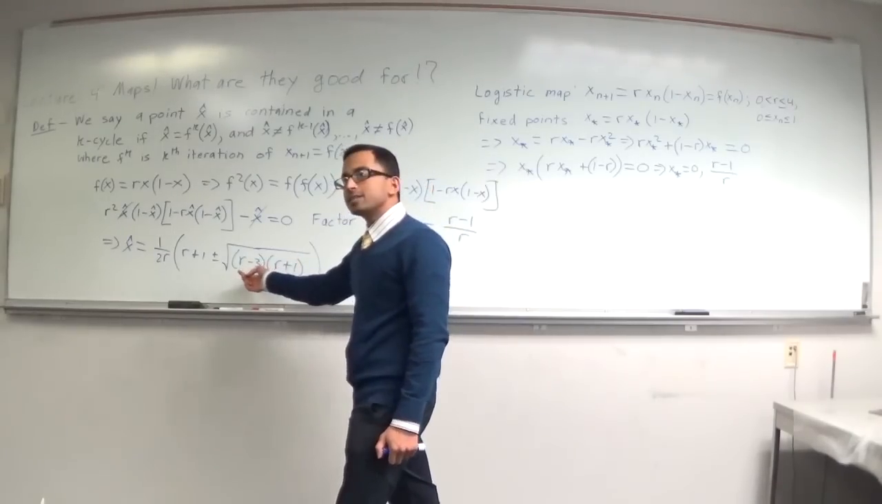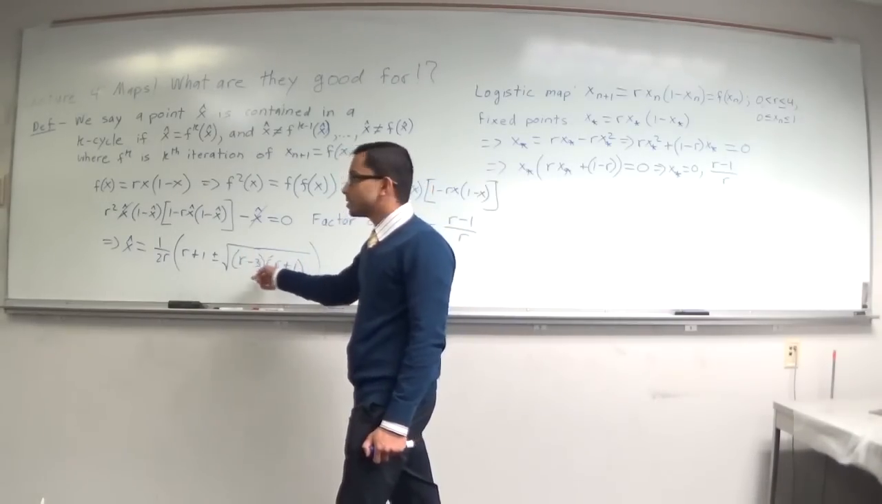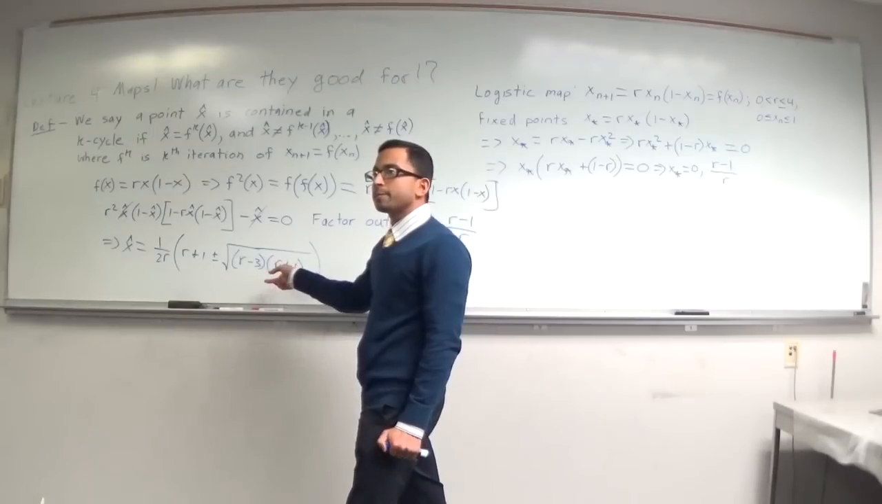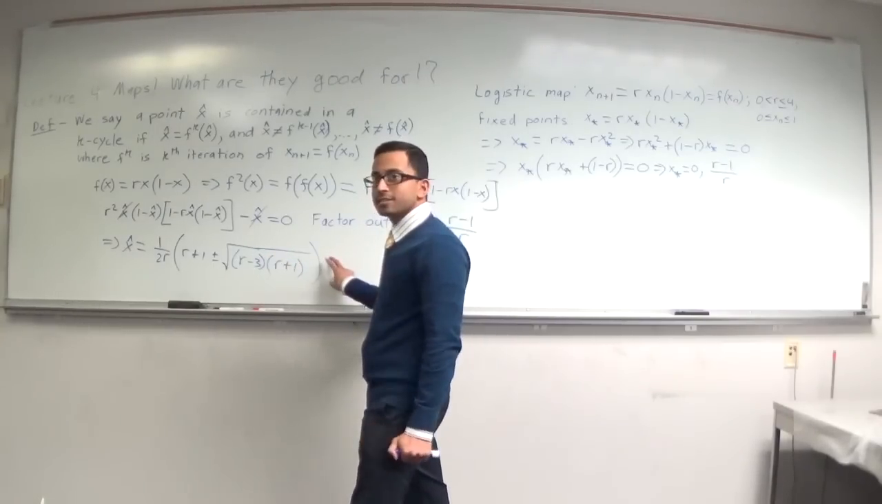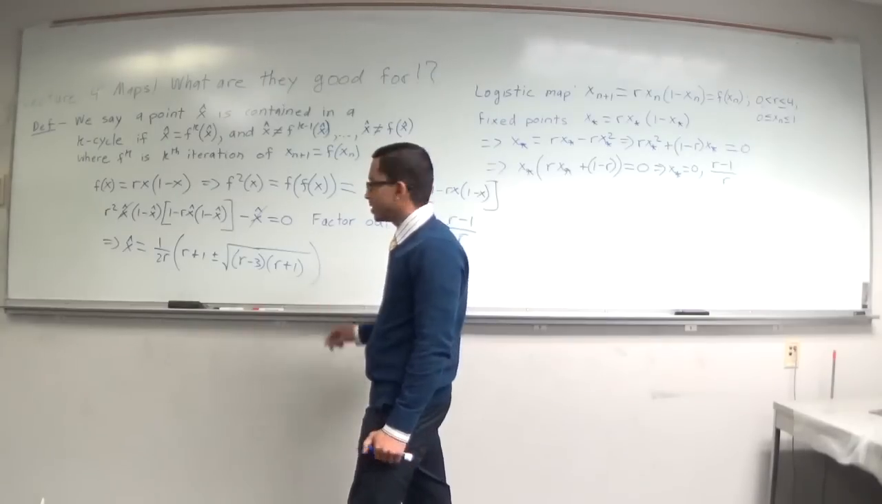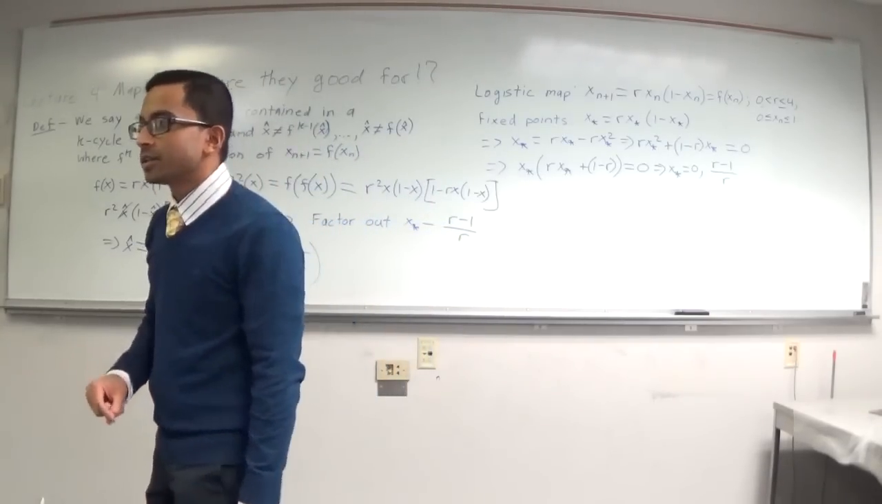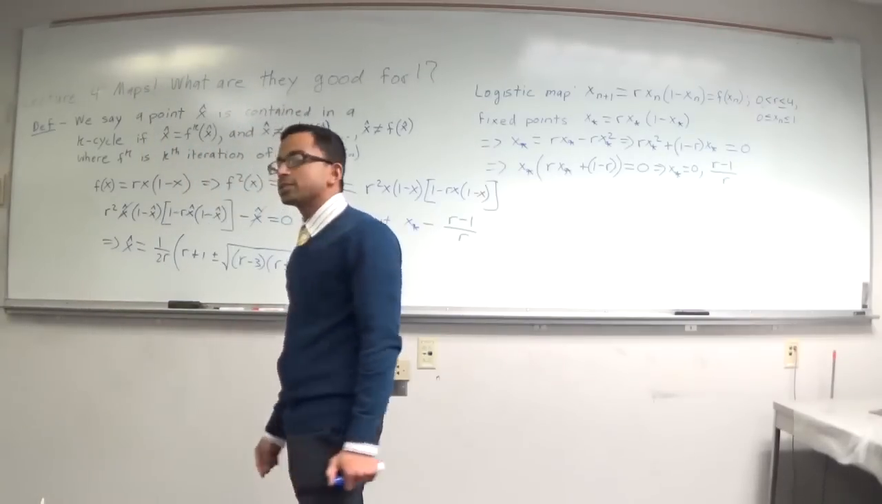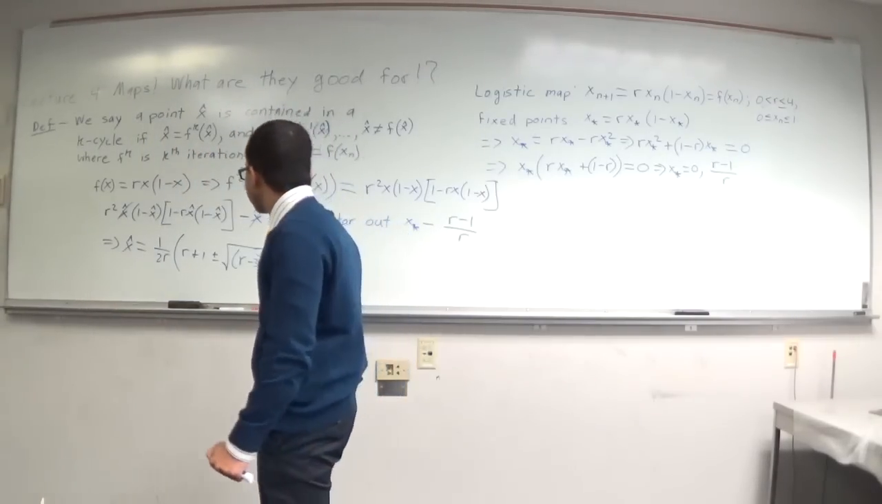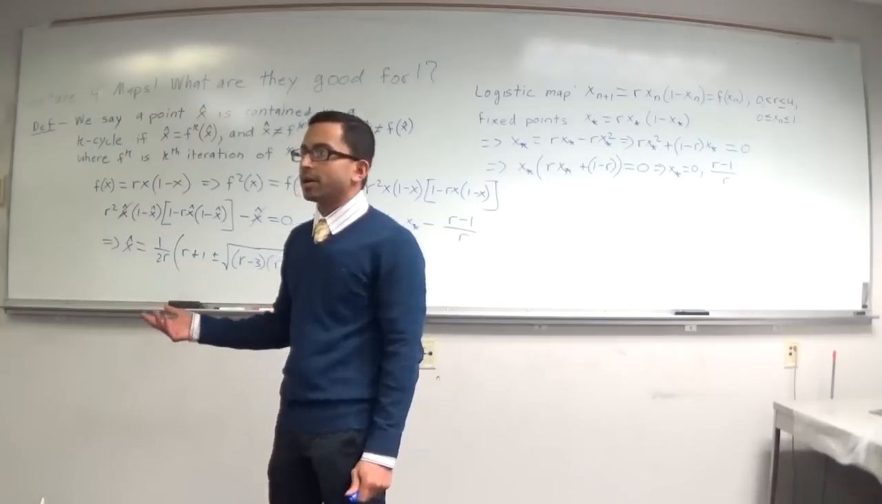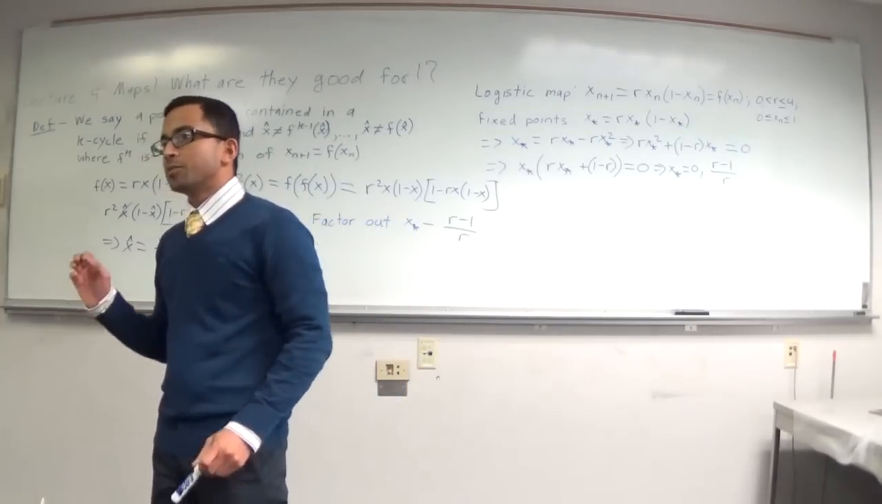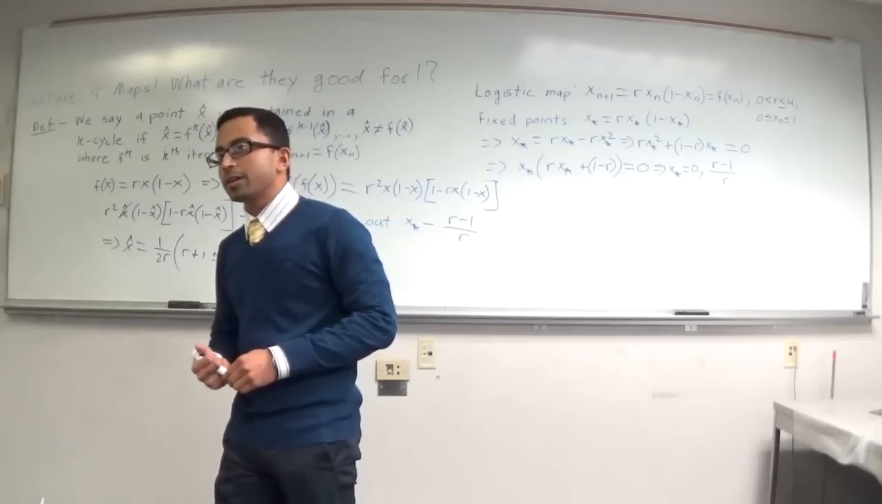So r can't be less than 3. So we only get 2 cycles if r is greater than 3. So that's what this says. Right? So we kind of saw that in our cobwebs. We're only going to get periodic orbits if r is greater than 3. So at r equals 3, we're going to get what is called a bifurcation. And that's more specifically called a period doubling bifurcation.